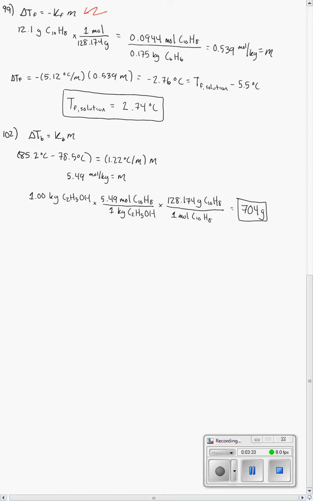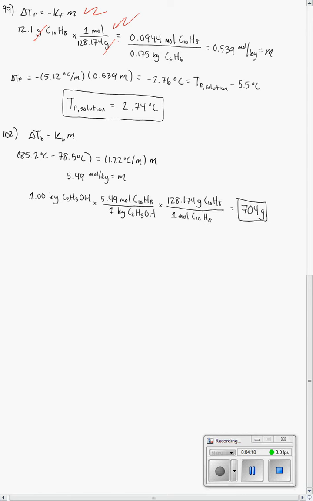C10H8 naphthalene is an organic compound. It's a molecular compound, which means it's a non-electrolyte. That means that each C10H8 that dissolves in solution is just going to produce one particle. So we're not going to need to worry about trying to figure out how many particles we get from C10H8. To figure out the molality, we need to know how many moles of the solute we have. So what we need to do is convert from grams to moles using the molar mass, dividing by the molar mass so as to cancel out the grams. We find that we have 0.0944 moles of naphthalene in our solution.